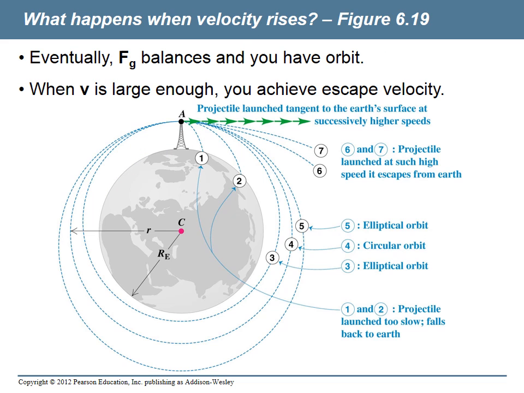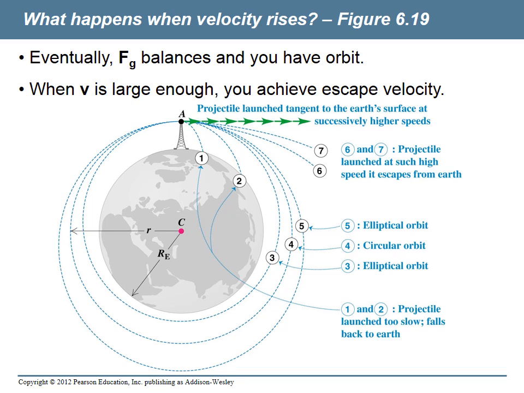We can use this fact, though, that gravity decreases the farther we get away, in combination with the fact that we need something to pull things back towards the center in order to have uniform circular motion. We can use both of those in order to actually put something into some uniform circular motion.